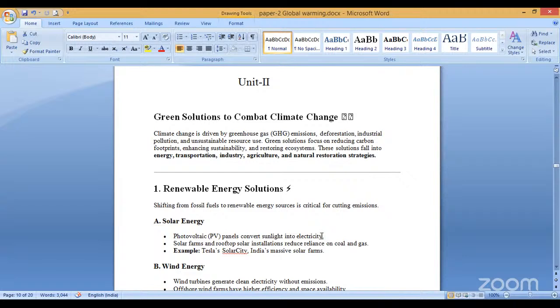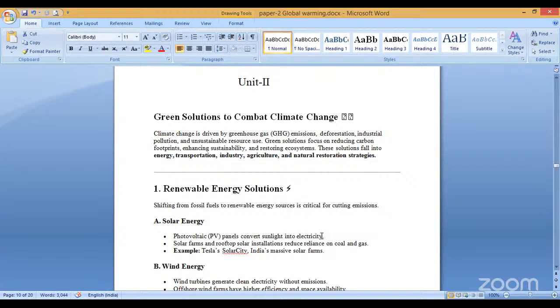Climate change is driven by greenhouse gas emissions, deforestation, industrial pollution, and unsustainable resource use. Green solutions focus on reducing carbon footprints, enhancing sustainability, and restoring the ecosystem. These solutions fall into energy, transportation, industry, agriculture, and natural restoration strategies. These are about the green solutions to combat climate change.